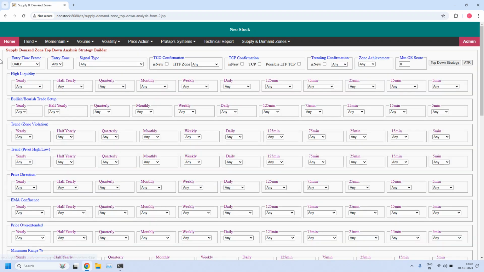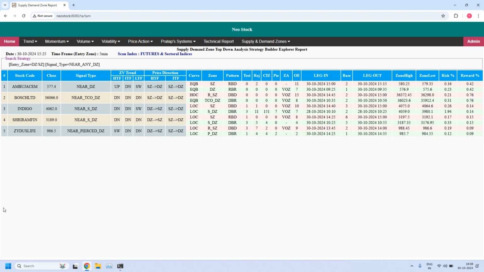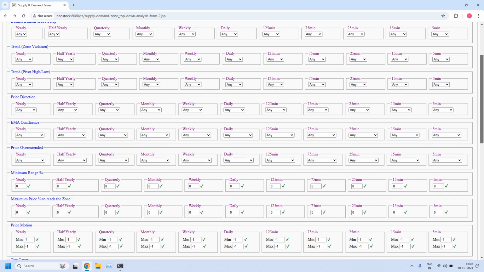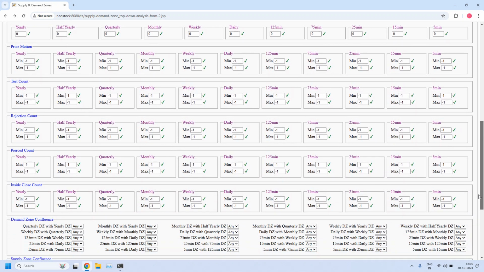Okay, next time frame is 5 minutes. Let's find the stocks near 5 minutes demand zone. 5 stocks are filtered. Some of these demand zones are pierced. 3rd and 5th is already pierced. Okay, now let's verify any of these stocks are having ITF confluence. That is 5 minutes demand zone with 15 minutes demand zone confluence. I'm enabling the filter.